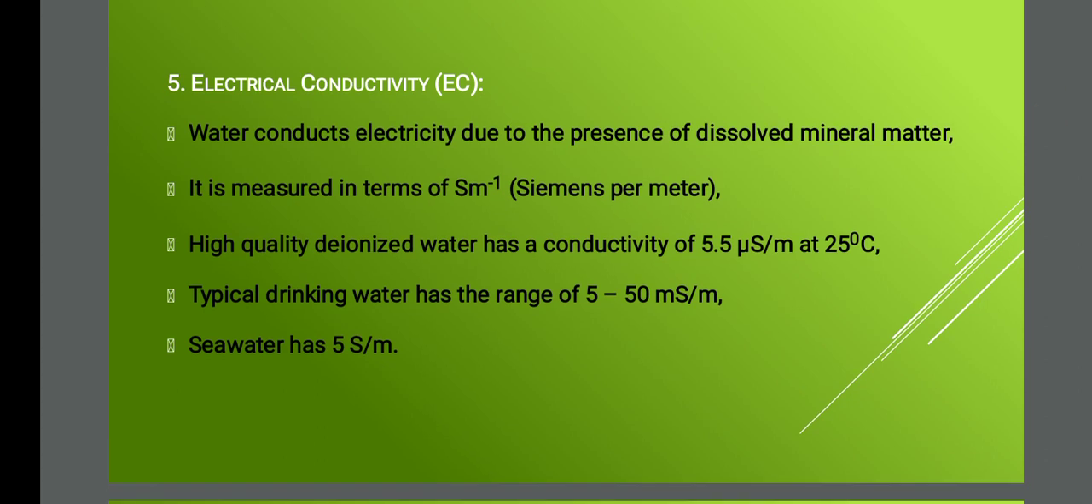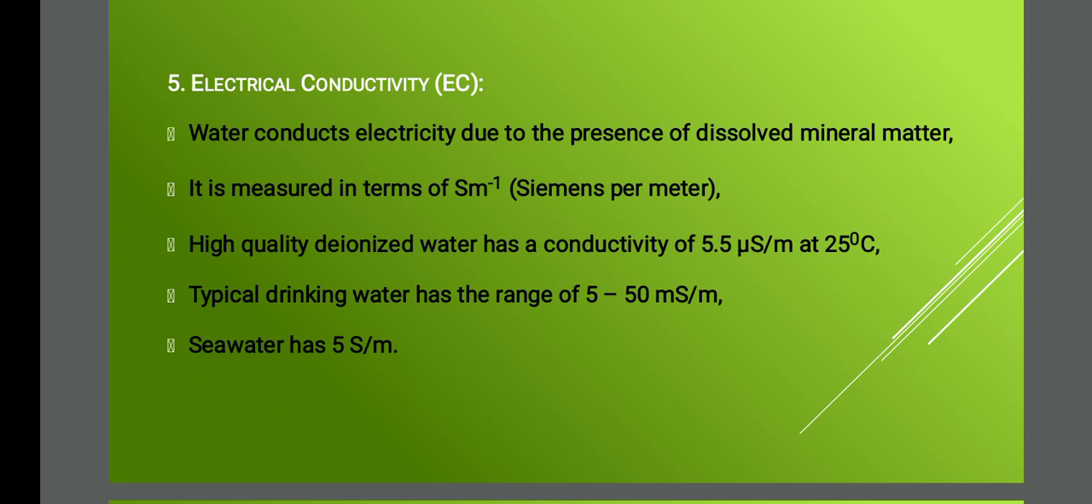As we know, electrical conductivity is nothing but water conducting electricity due to the presence of dissolved mineral matter. So the conductance of water is mainly due to the dissolved mineral matter present in water. This electrical conductivity is measured in Siemens per meter. To have a high quality deionized water, it will have a conductivity of 5.5 microsiemens per meter at 25 degrees centigrade.